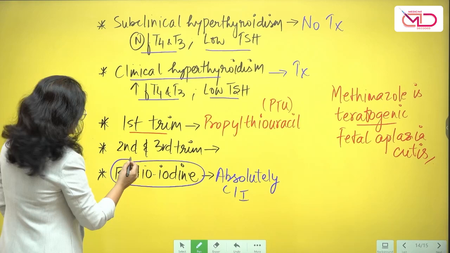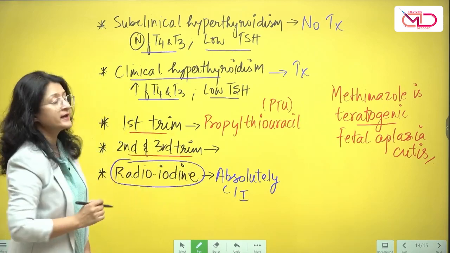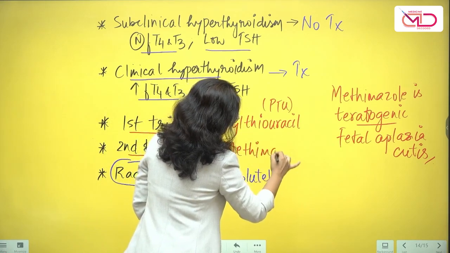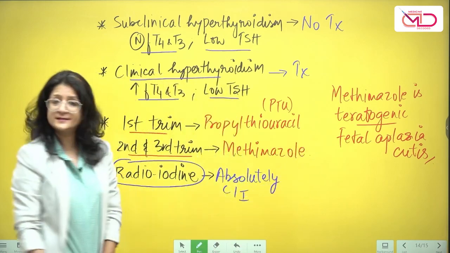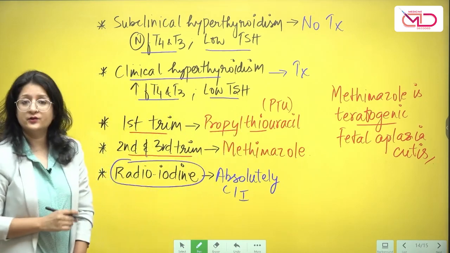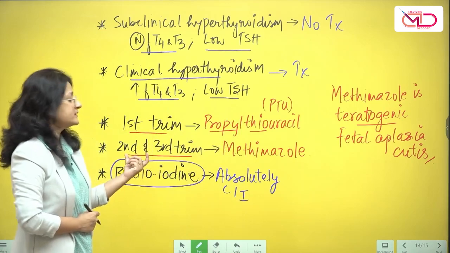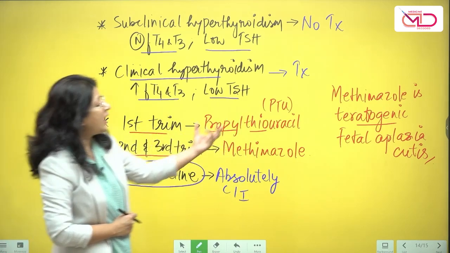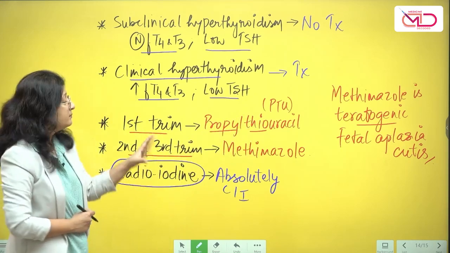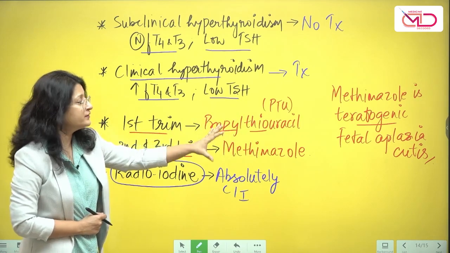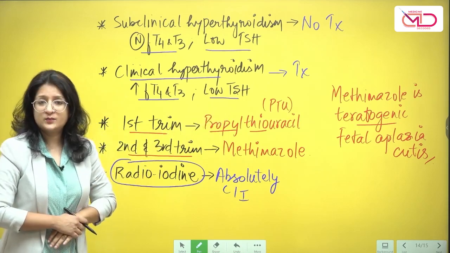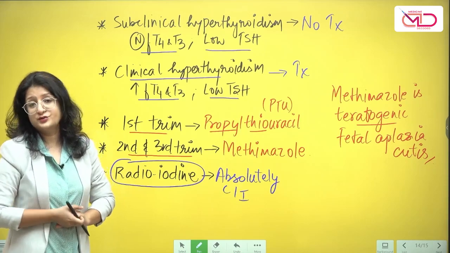In the second and third trimester, however, methimazole can be used for better control of thyroid hormone levels. Because of the hepatotoxicity associated with propylthiouracil, many clinicians favor the use of methimazole in the second and third trimester. However, there is also no harm in continuing with propylthiouracil in the second and third trimester. But please remember that in the first trimester, it's definitely propylthiouracil and not methimazole. So these are some of the important aspects regarding treatment of hyperthyroidism during pregnancy.